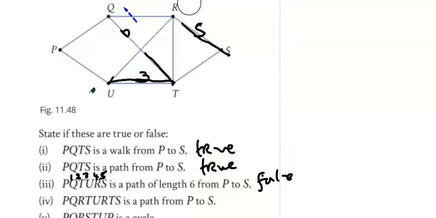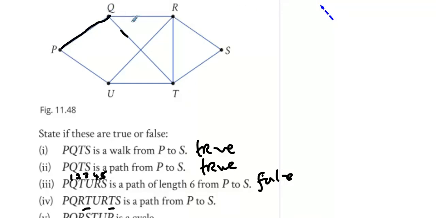next one. Is this one a path? I don't think it can be because it visits the same letter twice. We'll find out for sure though. If it uses the same line twice, it's not a path. So here we go. We're going to do P to Q first. We're going to do Q to R, R to T, T to U, U to R. I think we're stuck here now. And we're doing R to T again, so that means it can't be a path, so that's false.